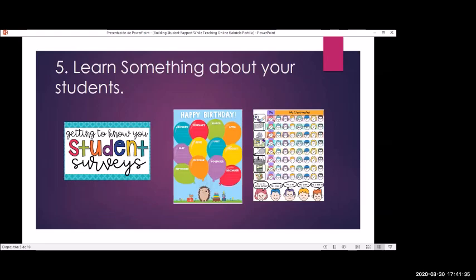Another tip is learn something about your students, okay? Sometimes some teachers come to the online class, give a wonderful lecture, but they don't think about their students' feelings. They don't think about their students' ideas. So it is very important for us to get to know each other and know important aspects such as their birthdays, their hobbies, their favorite food, etc. So you can use this information in your class in order to develop meaningful learning.